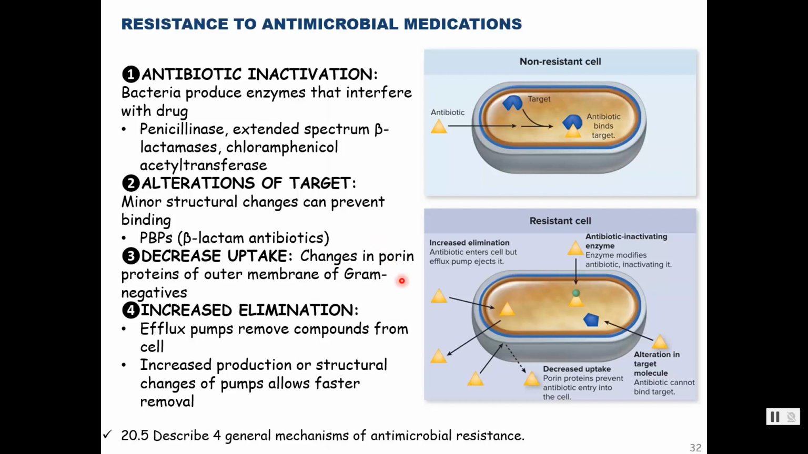Another mechanism is decreased uptake. If you don't take it in, then it can't hurt you. Porin proteins prevent antibiotic entry into cells, specifically in gram-negatives. Also, increased elimination: those efflux pumps, if they are constantly pumping out that antibiotic, then that too would make it resistant. Increased production or structural changes of pumps allow faster removal. If they get that gene for that efflux pump, they'll eject that antibiotic.